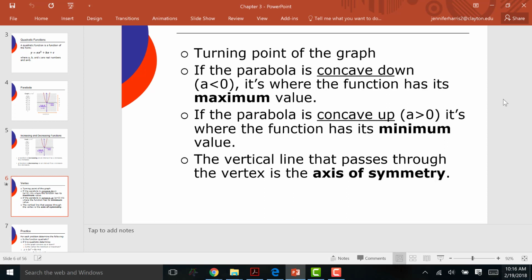Now, here are the two other words that you see in the bullets: a maximum and a minimum. Well, if it opens down, is it going to have a top? So this is considered the what? The maximum. If it opens up, is it going to have a bottom? Guess what that's called? The minimum. They're literally going to ask you for the minimum and the maximum point.